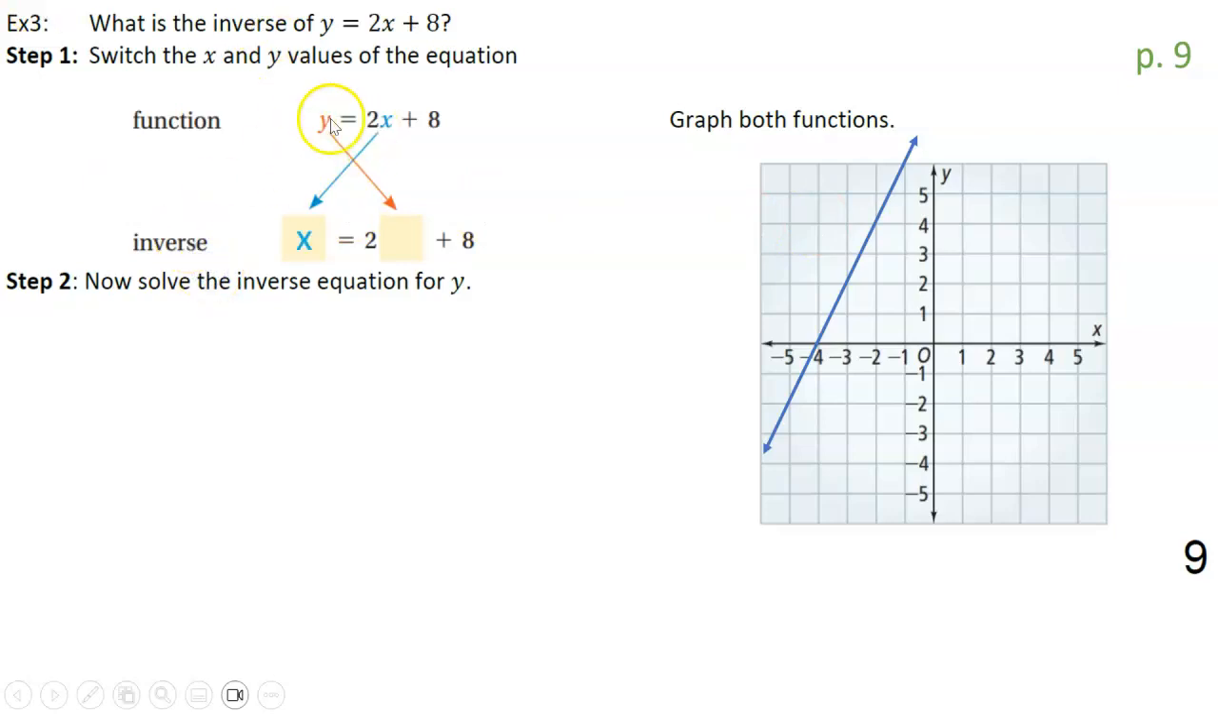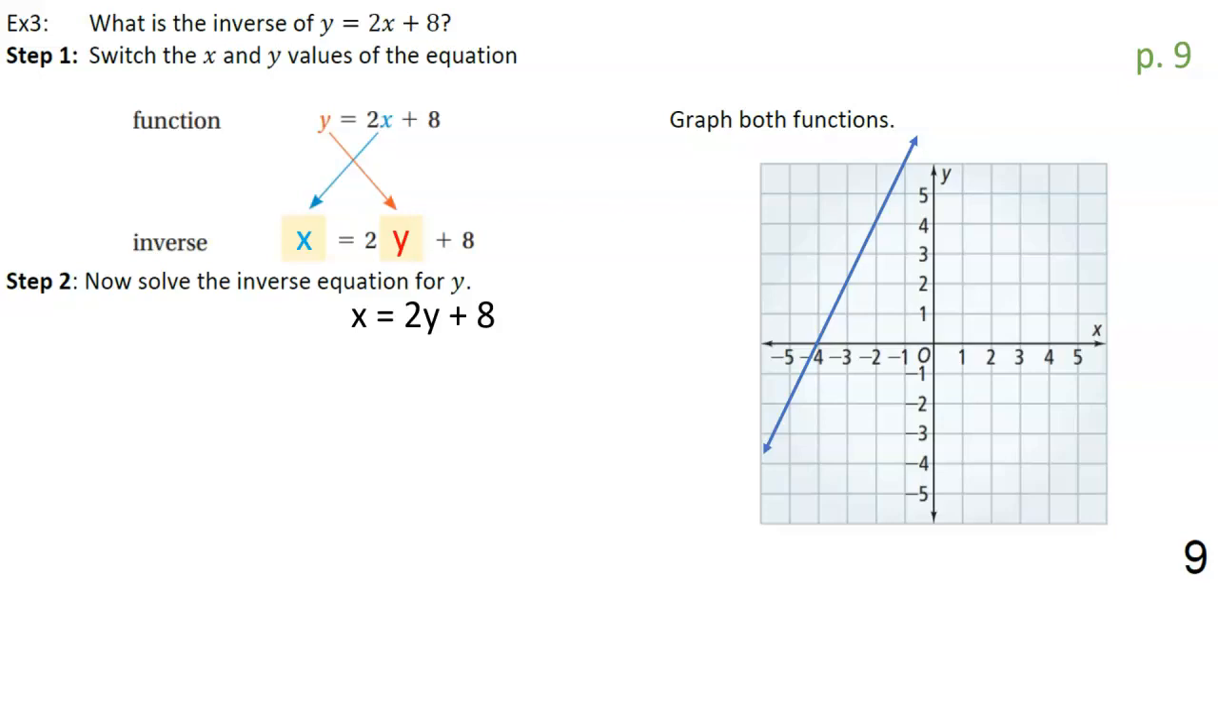What we're going to do is flip around the x and y. So we started y equals 2x plus 8. We're going to flip it around and make it be x equals 2y plus 8. Okay, step 2, now solve the inverse equation for y. So you have x equals 2y plus 8. You're going to try to get y by itself.